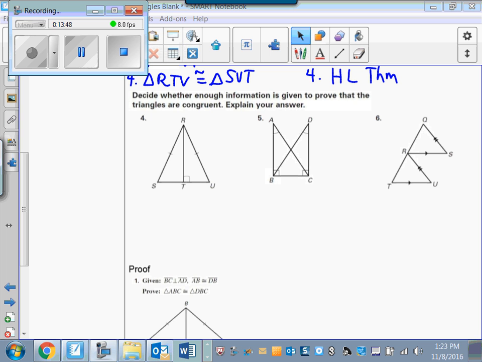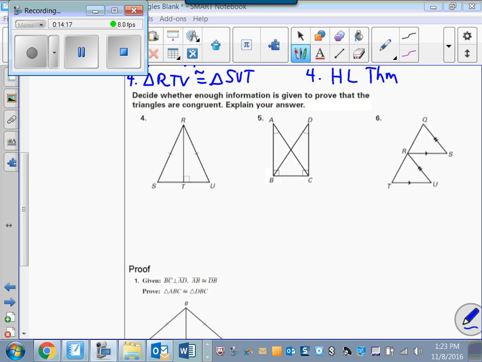Okay, we're going to do these next three problems, and then all that's left in the lesson are two more proofs, and I'm going to save those for you, and they will be extra practice for you. If you want to talk about them in class, then please bring it up, and I'll be glad to do them with you. So what we got to do here in 4, 5, and 6 is decide whether we have enough information to prove that triangles are congruent.